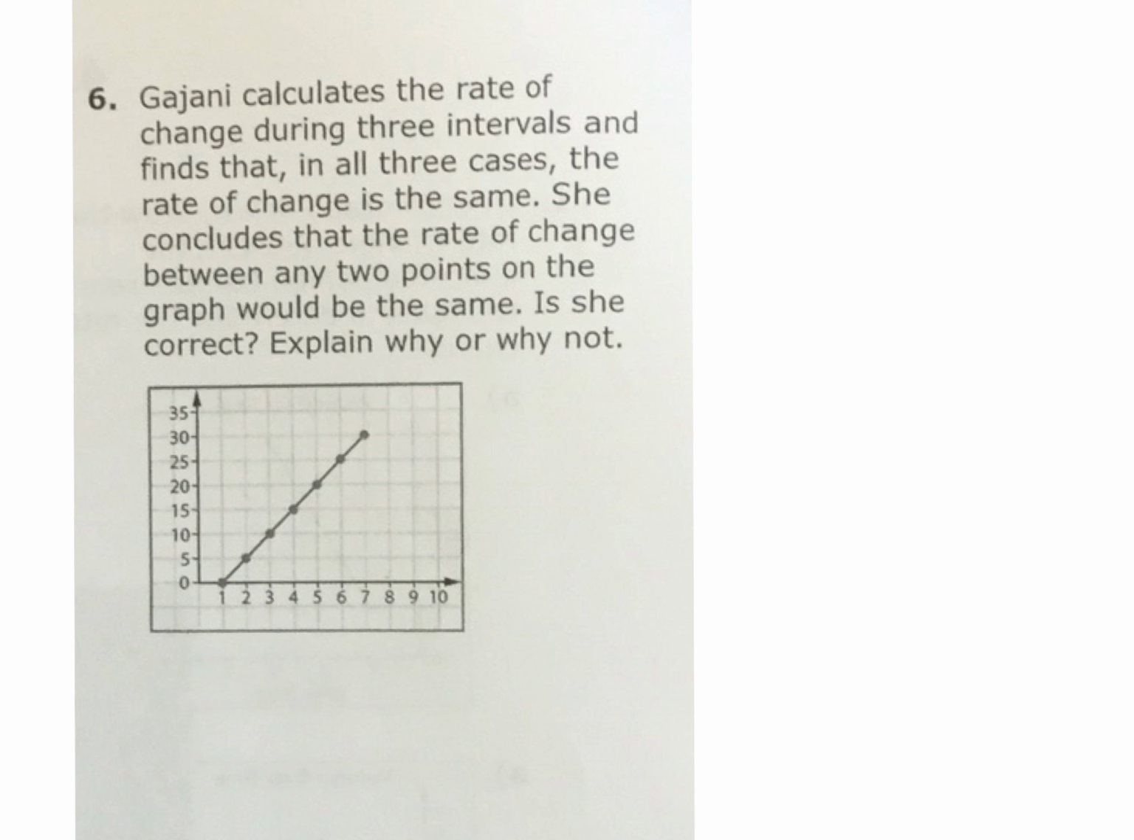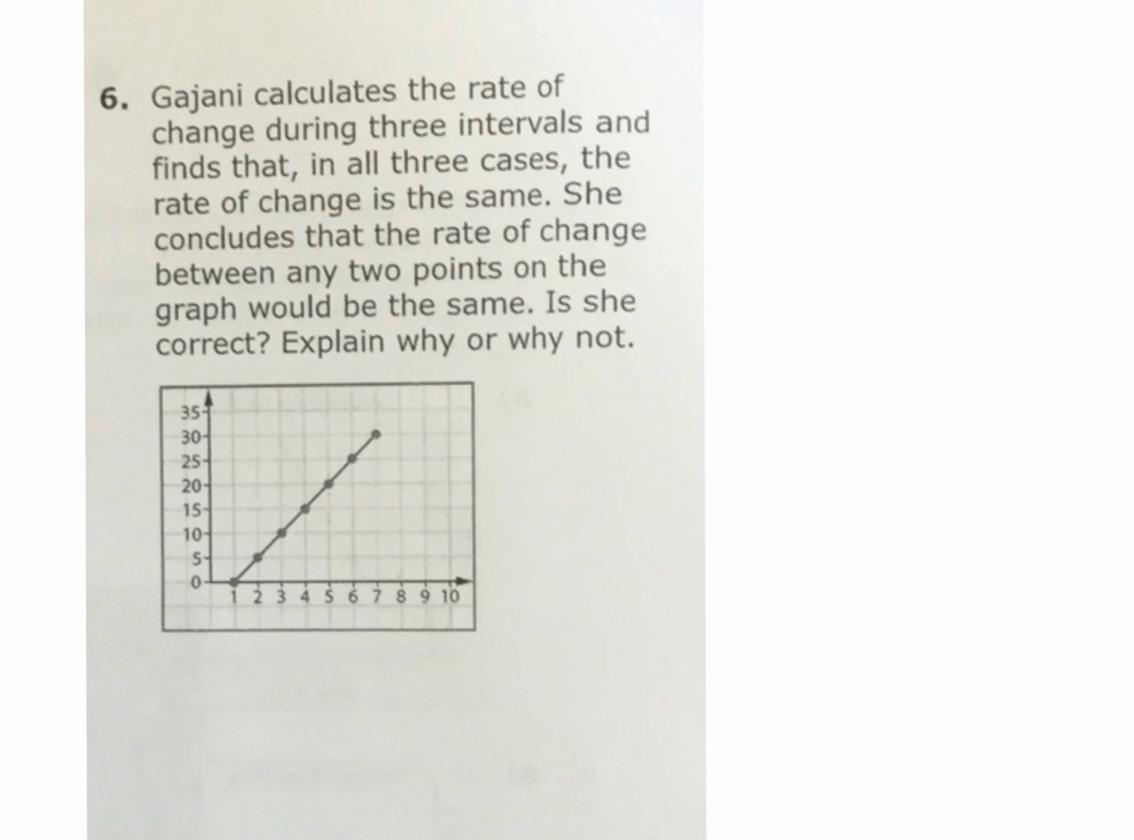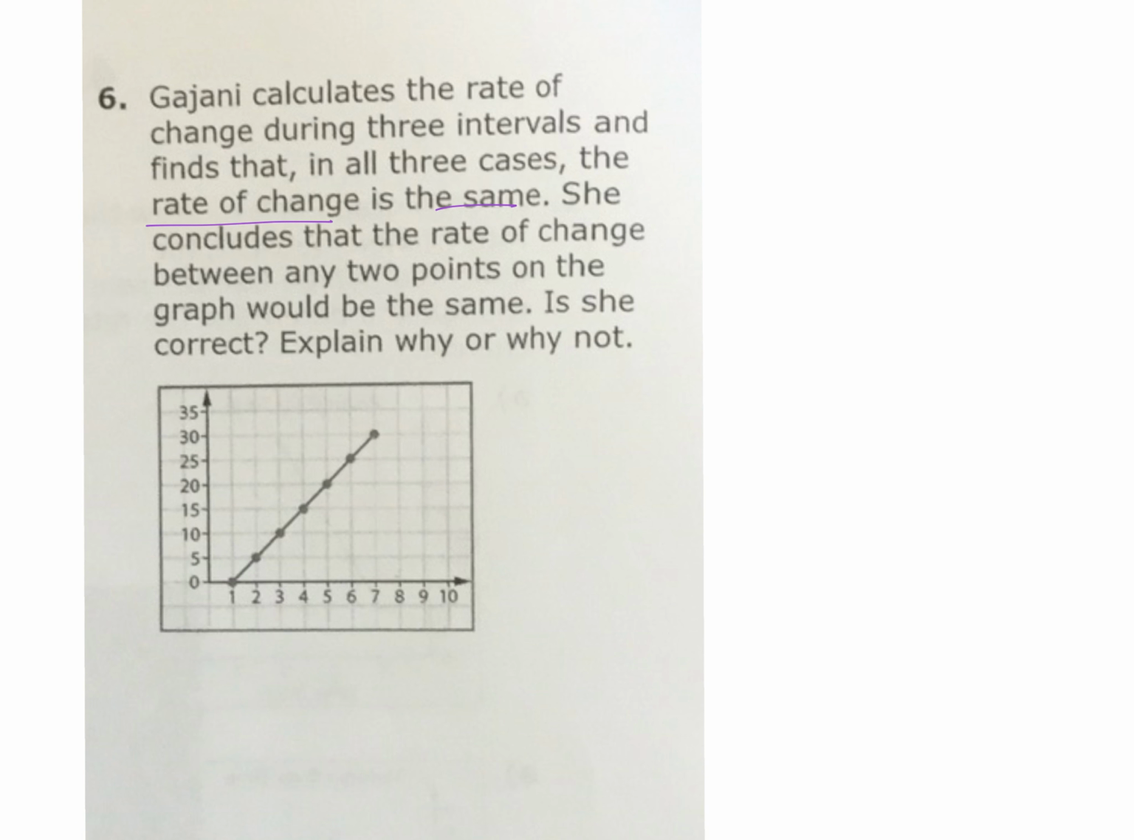Gajani calculates the rate of change during 3 intervals and finds that in all 3 cases the rate of change is the same. She concludes that the rate of change between any 2 points on the graph would be the same. Is she correct? Yes or no? So you're trying to calculate the rate of change, drawing 3 different triangles, basically. Okay, so look here. You don't have to draw the same triangles, but maybe I want to find the rate of change between this point, and I'm just going to pick a random point, this one. So I'm going to find the rise over run for that.